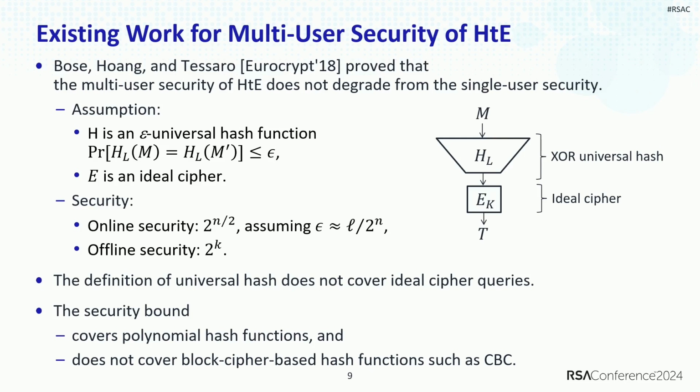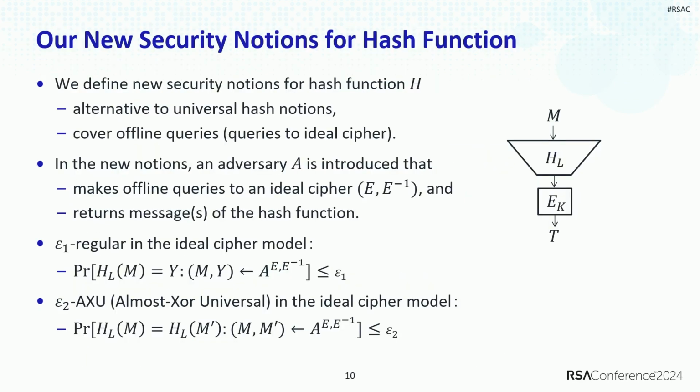However, their definition of the universal hash function does not cover the ideal cipher query. This means that their security bound covers only non-block-cipher-based hash functions, like the polynomial hash function, and does not cover block-cipher-based hash functions, such as the CBC hash function. So in order to cover block-cipher-based hash functions, we define new security notions that are an alternative to universal hash functions and cover offline queries.